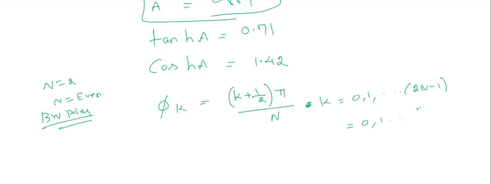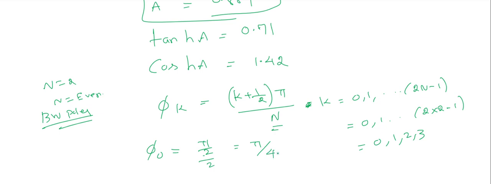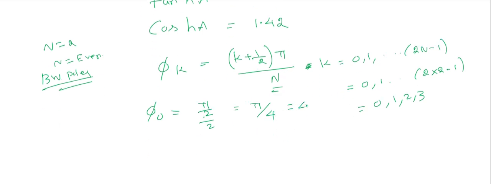So 0, 1, 2 into 2, that is n is equal to 2, minus 1. So k is equal to 0, 1, 2, 3. So pi 0 will be pi by 4, which is equal to 45 degree. Similarly, pi 1 can be calculated. Pi 1 is 3 pi by 4, which will be 135 degree.